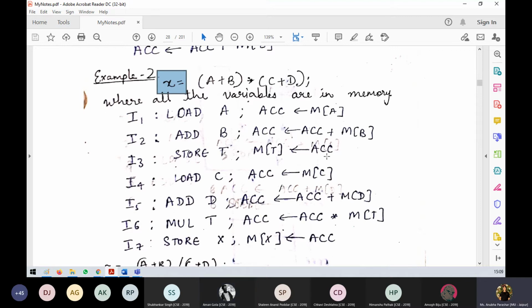If you do not store accumulator in temporary register, so accumulator is having value A plus B, right? Now the accumulator is having value of A plus B, and what we want is one more operation, C plus D. So D will be fetched from memory. Where will you store C? Where will you store C value?